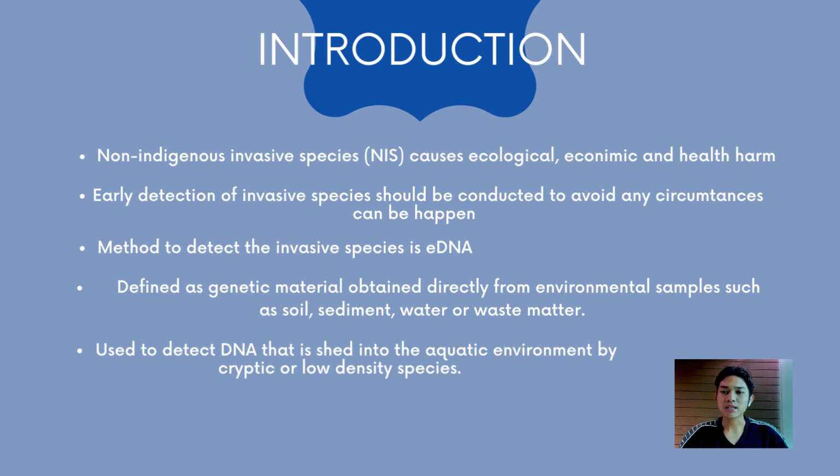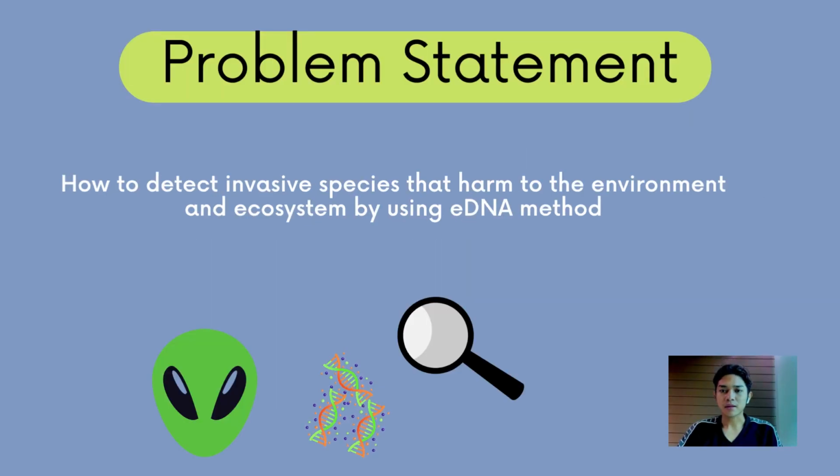It's defined as genetic material obtained directly from environmental samples such as soil, sediment, water, or matter. It is used to detect DNA that is shed into the aquatic environment by cryptic or low-density species. Problem statement: how to detect invasive species that harm the environment and ecosystem by using the eDNA method.